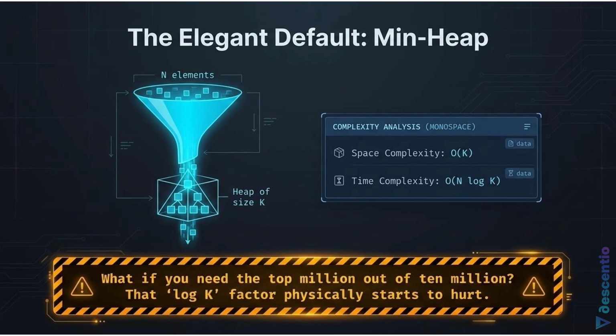But consider the physical mechanism of that heap when k scales up. Right. What if k is huge? Yes. What happens if the prompt requires finding the top 1 million records out of 10 million? Oh, wow. So you have a heap with 1,000,000 nodes. Right. Every single time you swap an element, the heap has to rebalance its internal tree. The new element has to bubble down. It's comparing itself to child nodes over and over and over just to maintain the heap property.